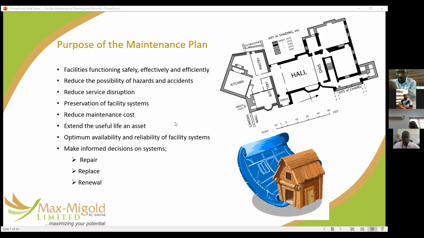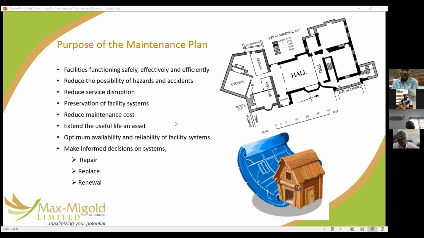Because if you have a very good maintenance culture in place, you prevent a lot of maintenance hazard. Then it also preserves your facility system. It reduces your maintenance cost because when you are doing a fire brigade approach to maintenance, you spend a huge amount of money. Then it extends the useful life of an asset, with optimum availability and reliability of the facility system.